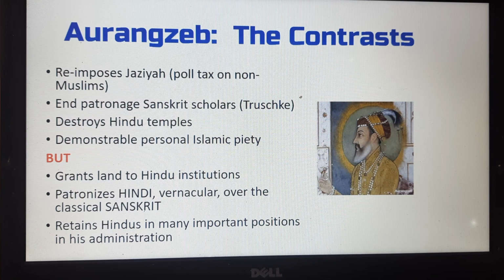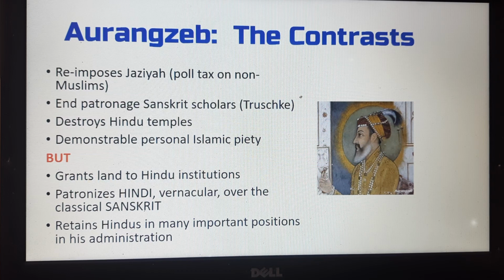And many Hindu temples were broken under his rule. He demonstrated political and personal Islamic piety, and he was like a believer of Islam, and he believed that if you do things a certain way, God will be pleased, and for that purpose he was doing these things. But he also granted land to Hindu institutions, patronized Hindi vernacular over classical Sanskrit, and retained Hindus in many important positions in his administration.